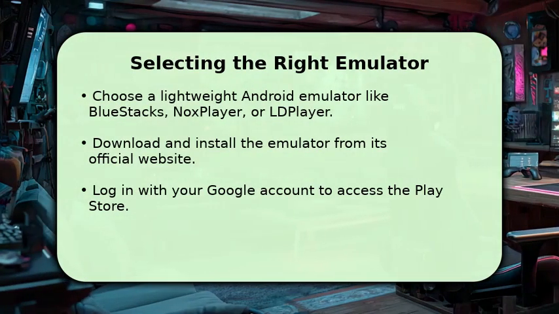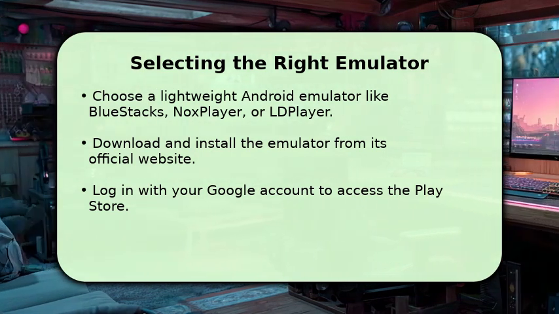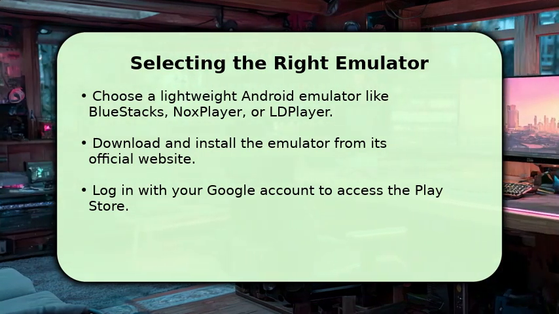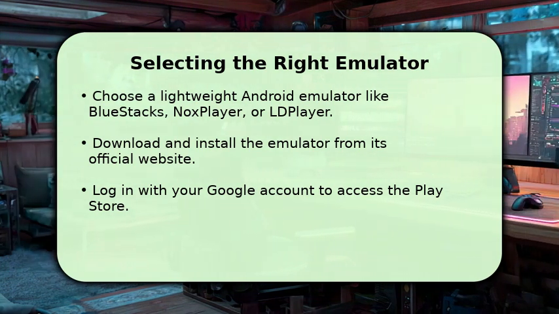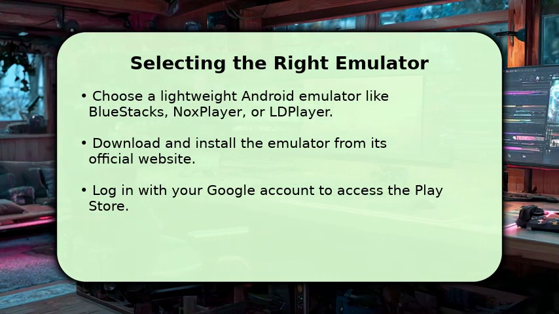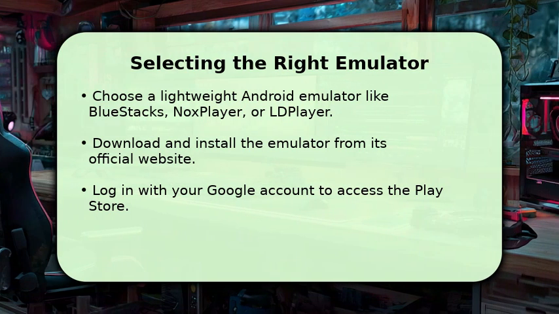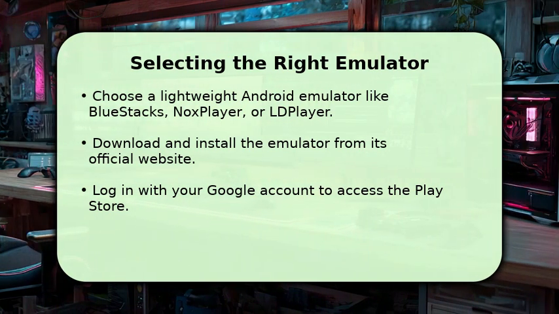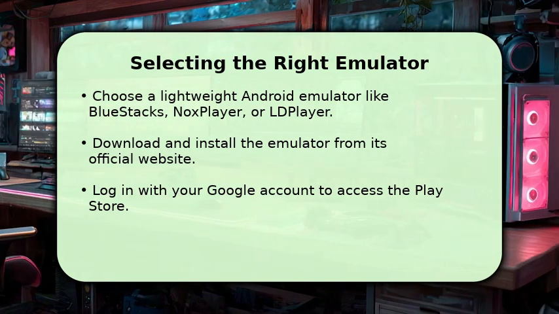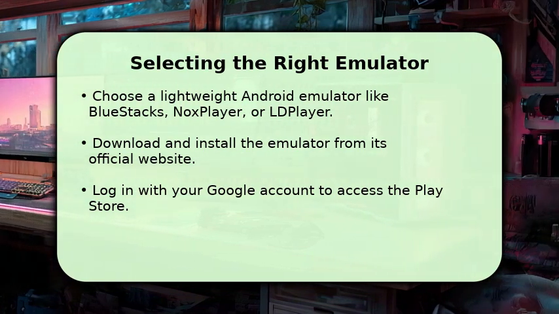First, select a lightweight Android emulator designed for performance, such as BlueStacks, Nox Player, or LD Player. Always download the emulator directly from its official website to avoid any security risks. Once installed, log in with your Google account to access the Play Store. From there, simply search for Brawl Stars and proceed with the installation. This step is foundational for bringing the mobile game experience to your desktop.